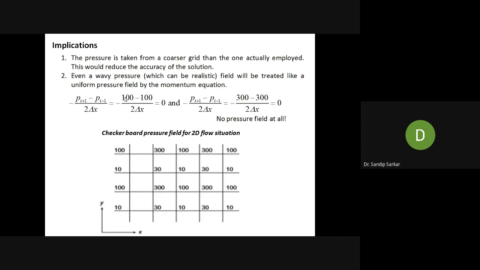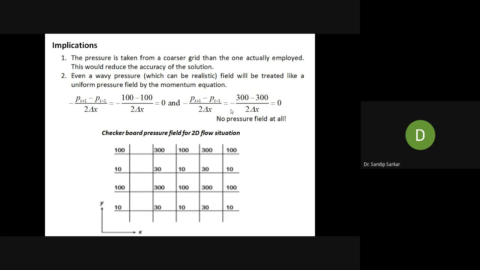That is, there is no pressure gradient, but you are still solving that fluid flow problem. So how is it possible numerically? Numerically it will not be a realistic solution, and your pressure field will be treated like a uniform pressure field in the momentum equation. There is no pressure field at all. That is, del p del x is completely zero. So your flow is happening without any del p del x. Numerically you are solving, and that is a completely wrong solution you will be facing, right?